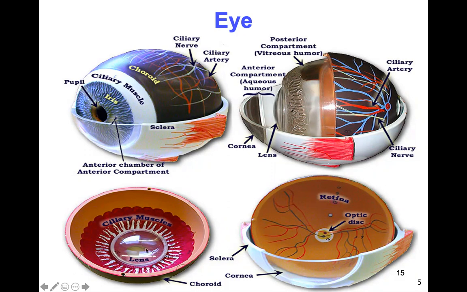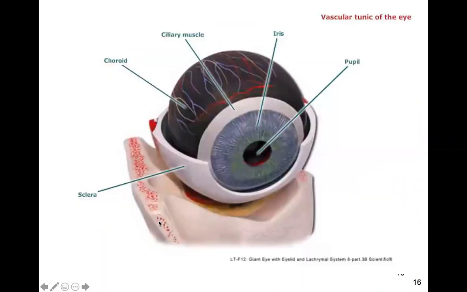Here's the lens from this view, from the inside. And then you could see the ciliary muscles to help make the eye constrict. From this perspective, we have the pupil, the iris, the ciliary muscles, the white part, is the sclera. The cornea is that clear part that is removed from here, so we don't see that. So the sclera is the outermost layer, the middle layer is the choroid. That's the vascular layer.